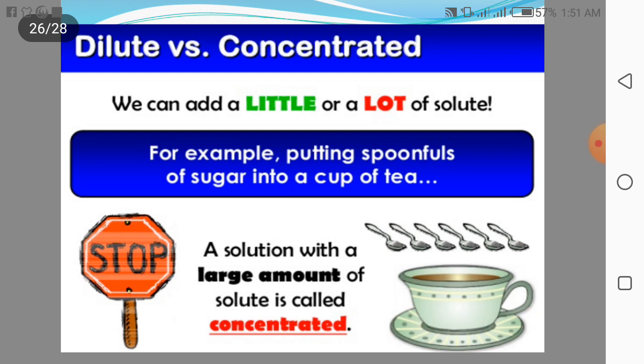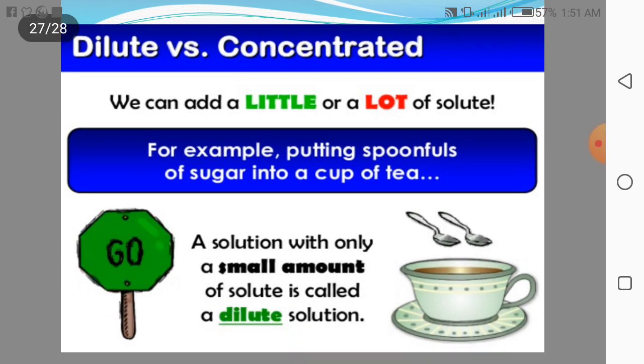Now we will discuss dilute versus concentrated. We can add a little or a lot of solute. For example, putting a spoon of sugar into a cup of tea. A solution with a large amount of solute is known as a concentrated solution, and a solution with only a small amount of solute is known as a dilute solution.